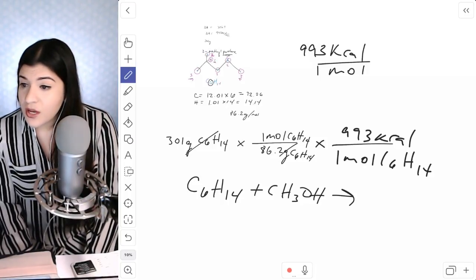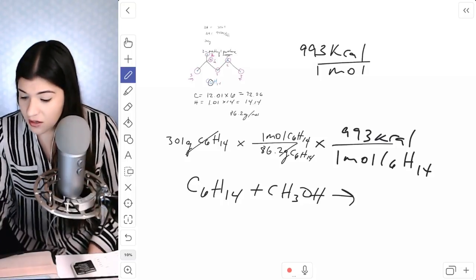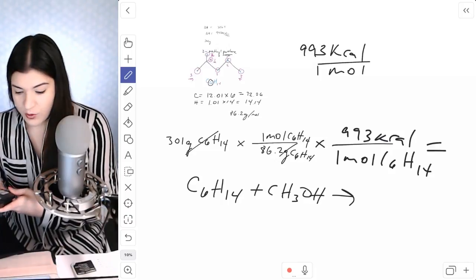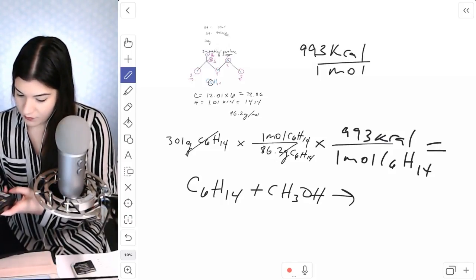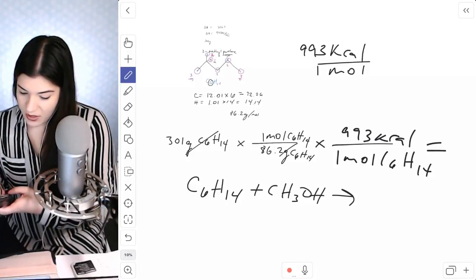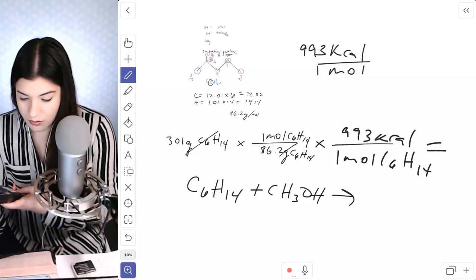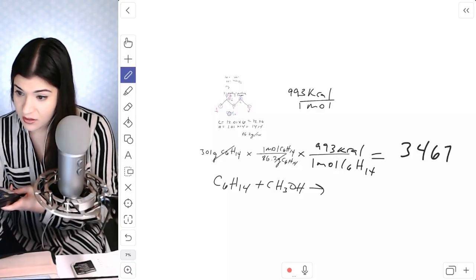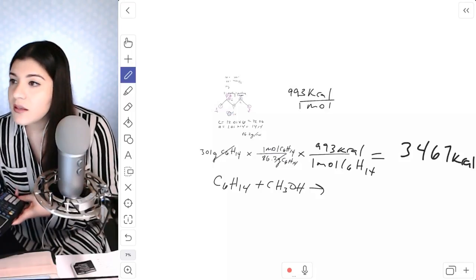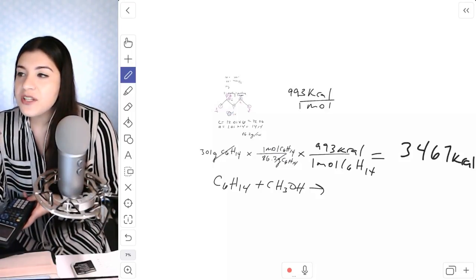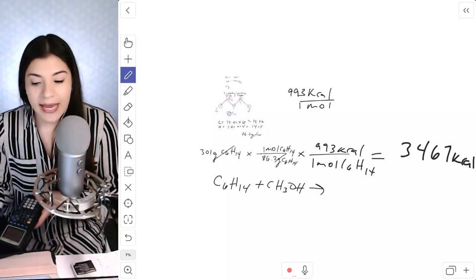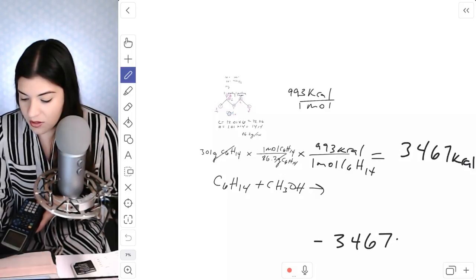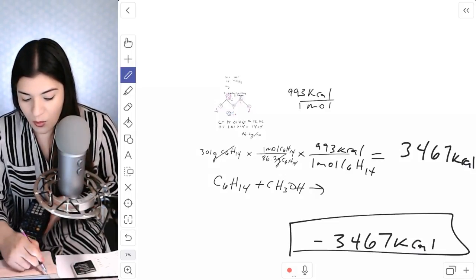Then for this part, I would have just multiplied and then divided. So here, this is the setup for part 1, and then I'll use the other information for part 2. So here, 93 divided by 86.2. And then this would have given us 3,467 kilocalories. And then they're telling us energy is released. So the fact that it tells us it's released, it's negative. So I know our actual energy would have been negative.